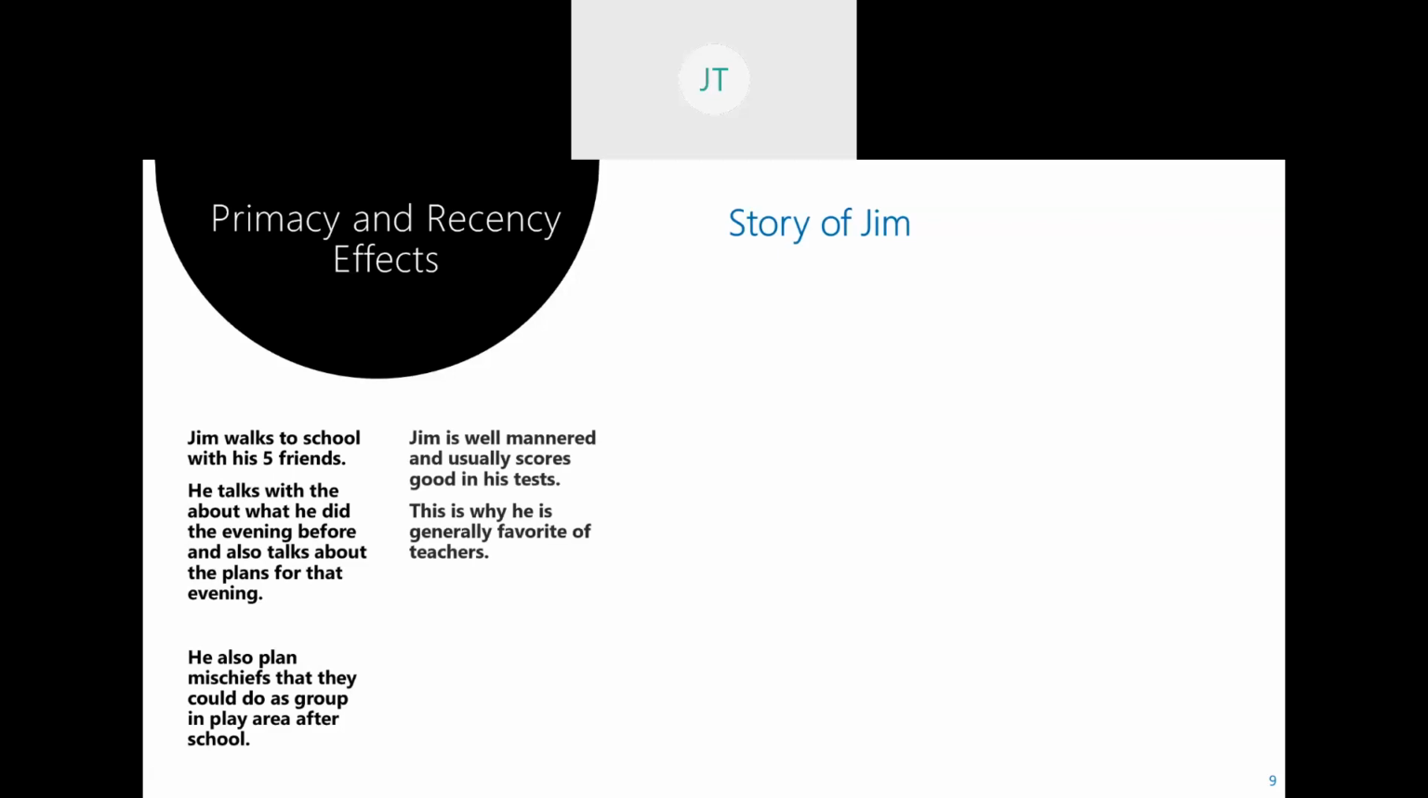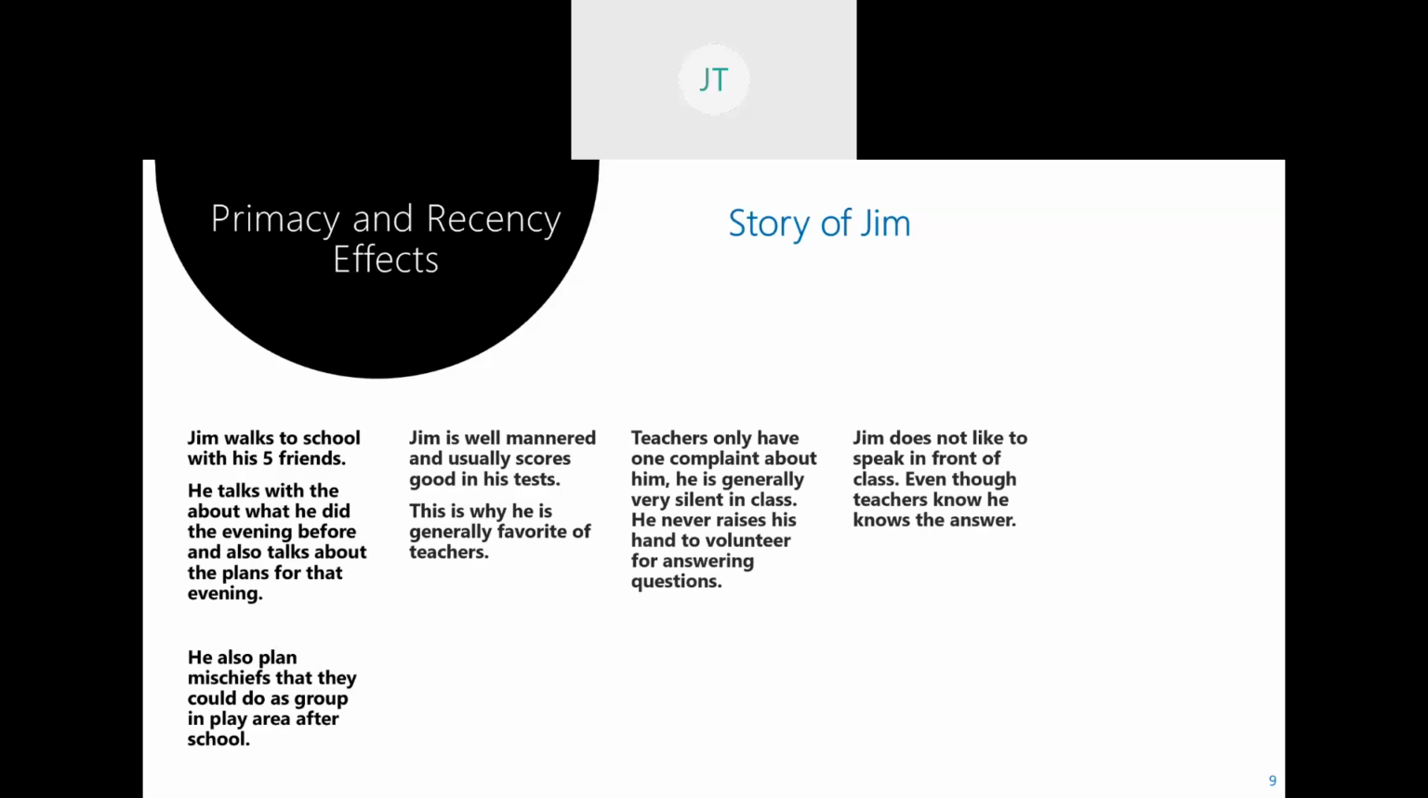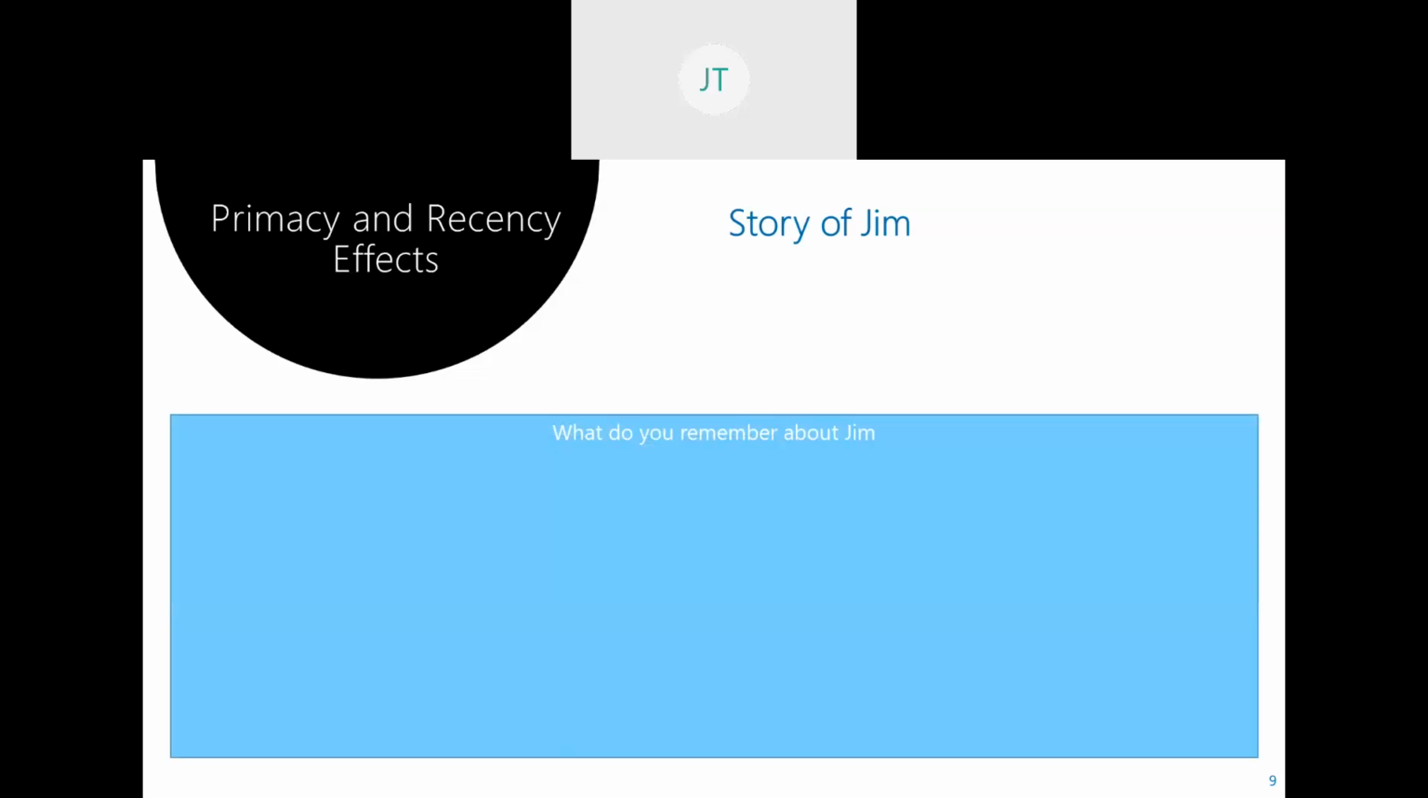Let's know more about Jim. Jim is very well mannered, usually scores good in his tests. This is why he is generally the favorite of all the teachers. So he talks to friends, always planning mischiefs, always talking, very well mannered in school, scoring good marks, a teacher's favorite. The only complaint the teachers have about Jim is that he never volunteers, he never raises his hand when questions are asked in class. Jim does not like to speak in front of the class, even though the teacher knows he knows the answer, he just doesn't like doing that. And Jim seldom participates in events that involve going on stage. So now with that story, can anybody tell me the top 3 things that you remember about Jim now?